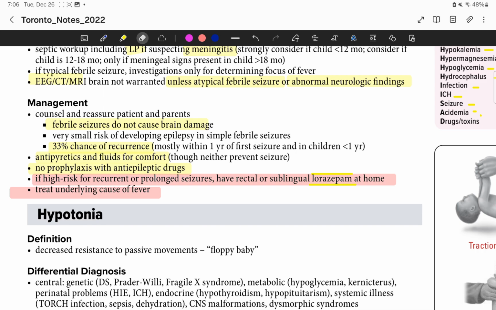If we find a risk for recurrent or prolonged seizure, then we will give rectal or sublingual lorazepam to the patient at home.